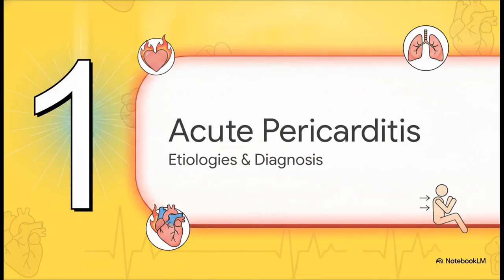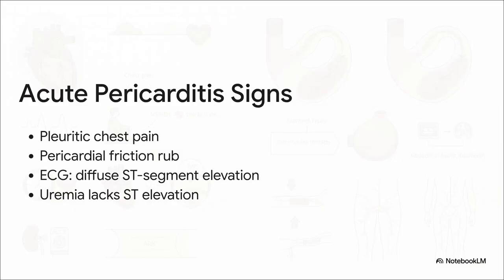Moving on to Section 1, we'll look at acute pericarditis, specifically its etiologies and diagnoses. Acute pericarditis usually presents with that classic pleuritic chest pain and a very distinct pericardial friction rub. On an ECG, you'll see diffuse ST segment elevation along with PR segment depression. For viral or idiopathic cases, the treatment of choice is NSAIDs combined with colchicine.